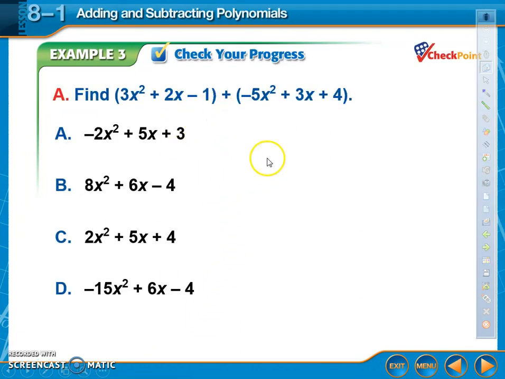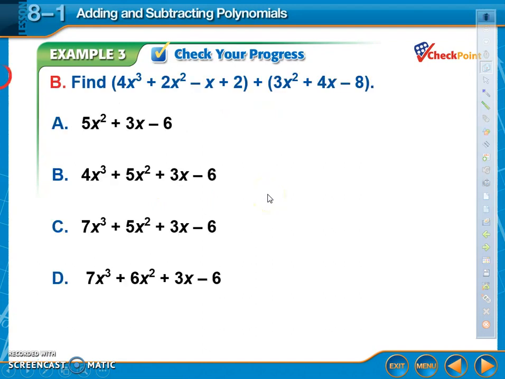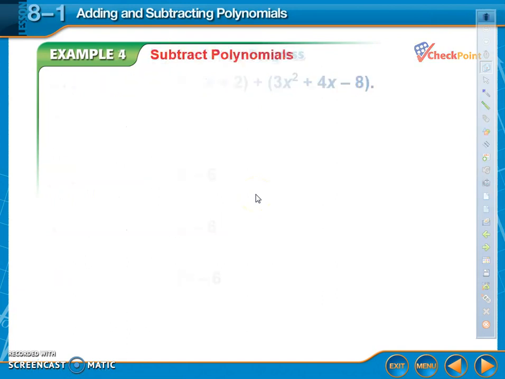All right, check your progress on here. I'll give you a second to answer. All right, answer's A. 3x squared minus 5x squared, negative 2x squared. Looking at that one, I guess it's B. Gave you that answer for free.